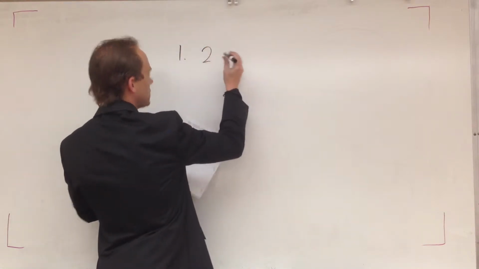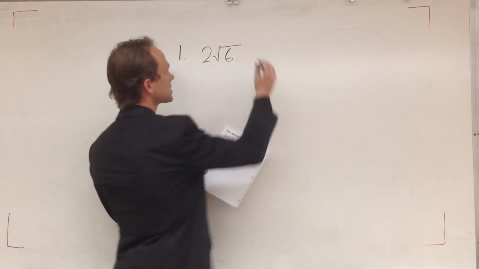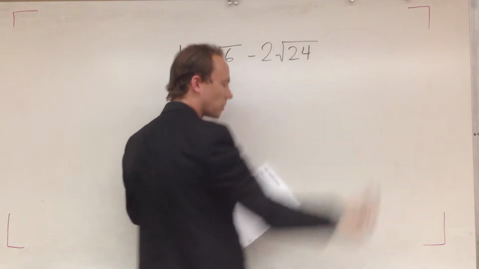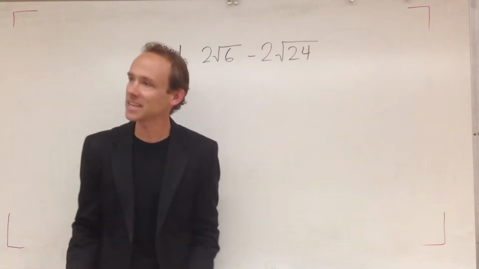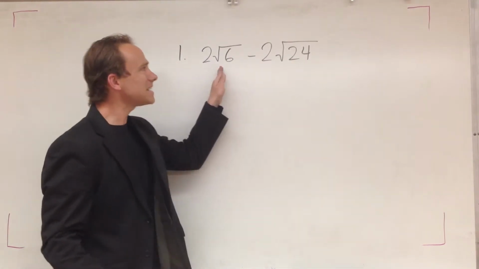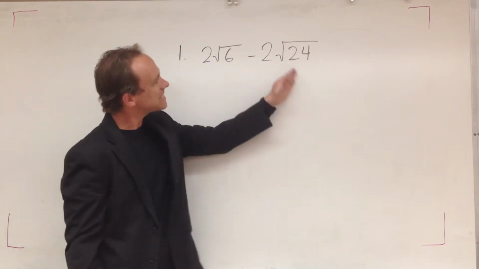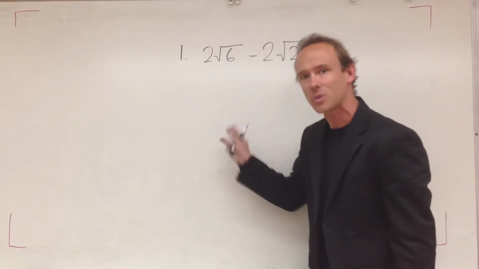We have 2 radical 6 minus 2 radical 24. Now, this minus that. The first thing is, we can't just say 2 minus 2, because these aren't like terms. Because 6 isn't 24. Last time I checked, the number 6 was different than the number 24.